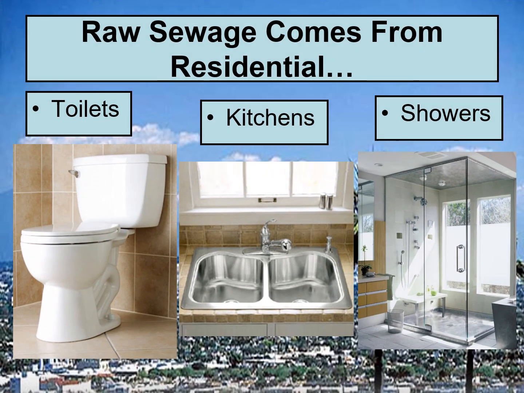Where is the sewage coming from? Well, anywhere in your house that has a water connection or a water line will usually generate sewage. So your toilets, your kitchens, and your showers are all connected to a sewer line underneath your house, and that usually feeds to a main sewer line that goes to a city's treatment plant to get cleaned. And this also includes businesses.